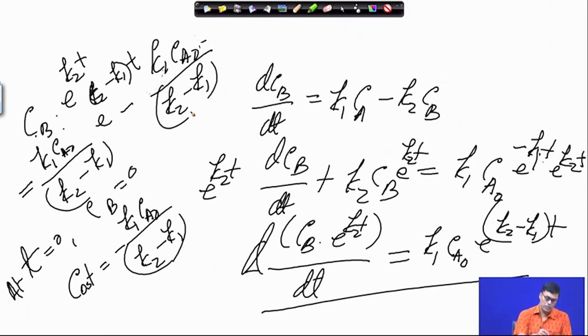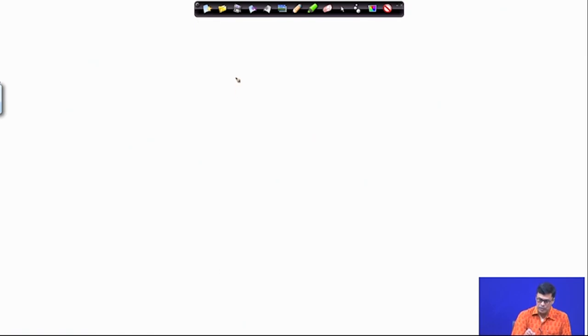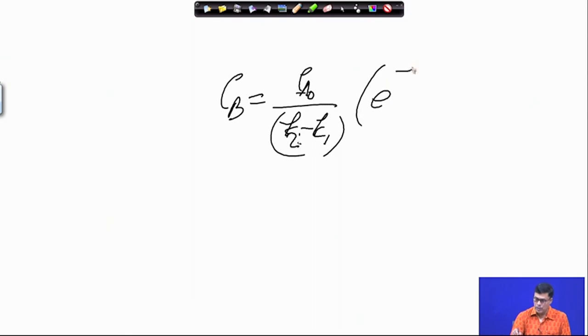Now, what is the equation? You have CB into e to the power k2 t equal to this. If you divide both sides by e to the power k2 t, then what you will get? CB equal to CA0 k1 divided by (k2 minus k1), times (e to the power k1 t minus e to the power k2 t). You can find it out.